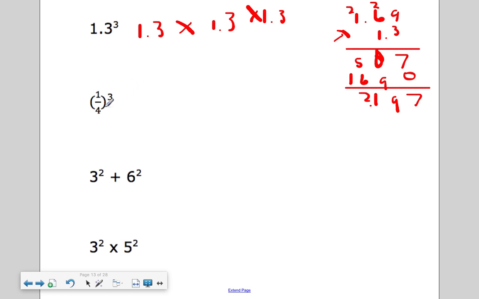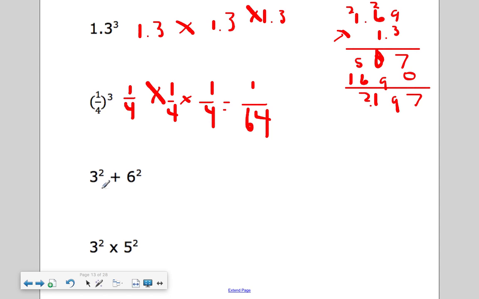Next one, the base is 1/4. You're going to multiply this 3 times. So what do you get when you multiply 1 times 1 times 1? 1. What do you get when you multiply 4 times 4? 16 times 4 is 64. So the fraction is 1/64.